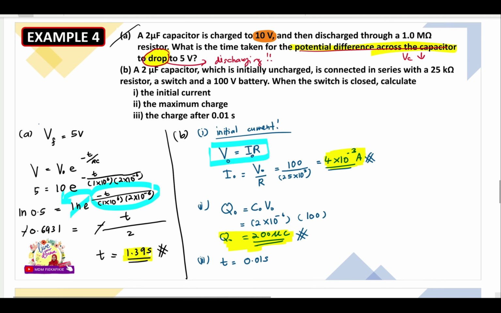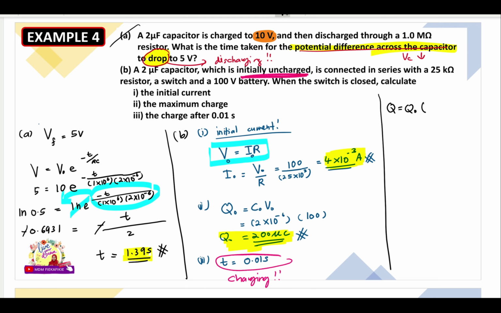Sebabnya capacitor ni tadi initially uncharged. Maknanya dia perlu charge lah selama 0.01 second ni. Kita nak tahu berapa charge yang dah terkumpul. So formula apa kita nak pakai? Mestilah kita guna formula charging, where Q is equal to Q0 bracket 1 minus e negative t over RC.